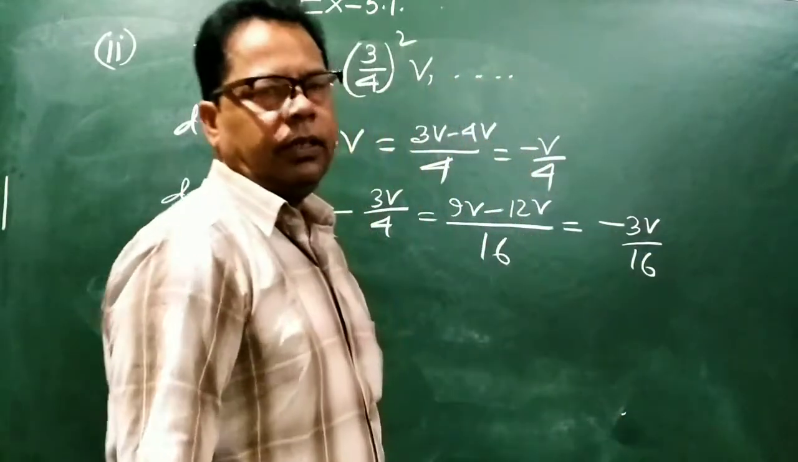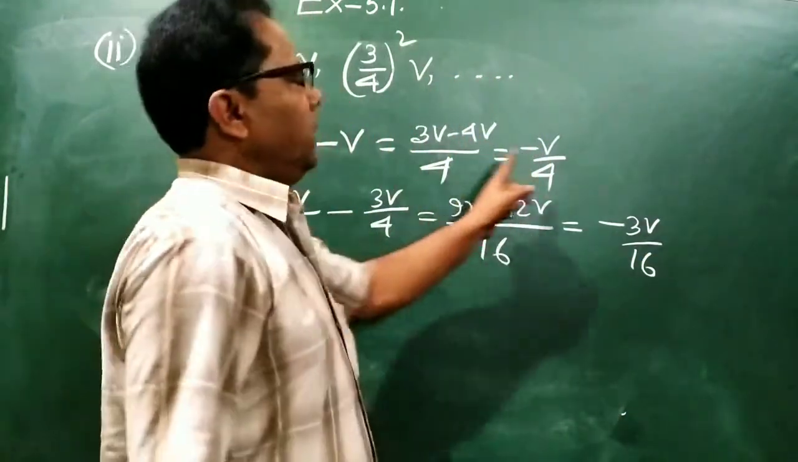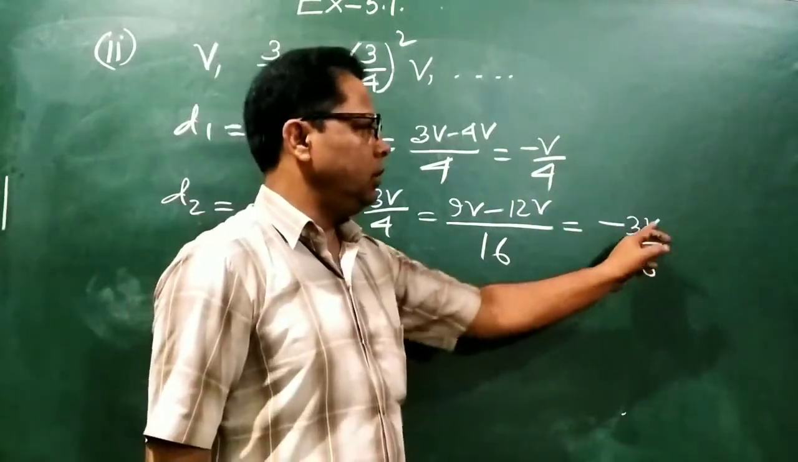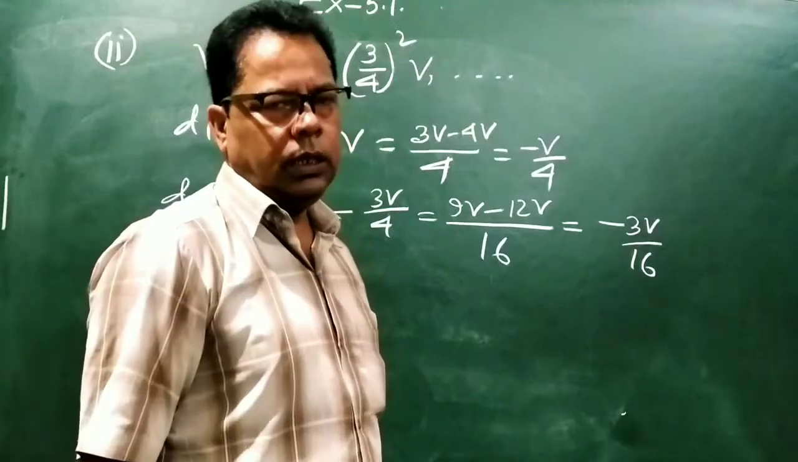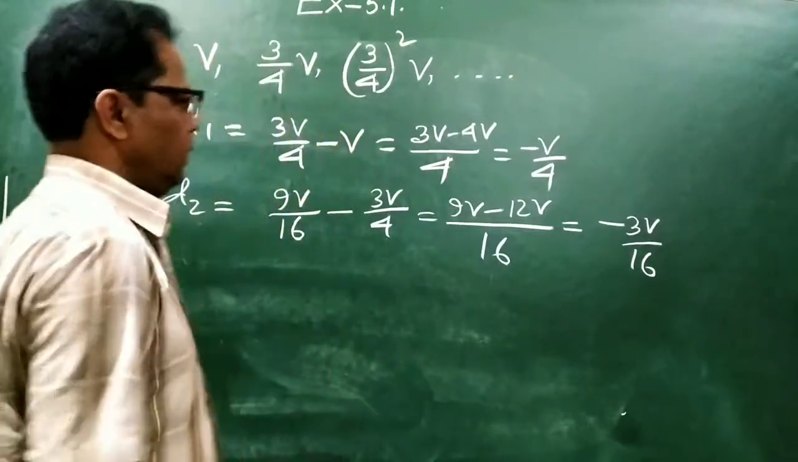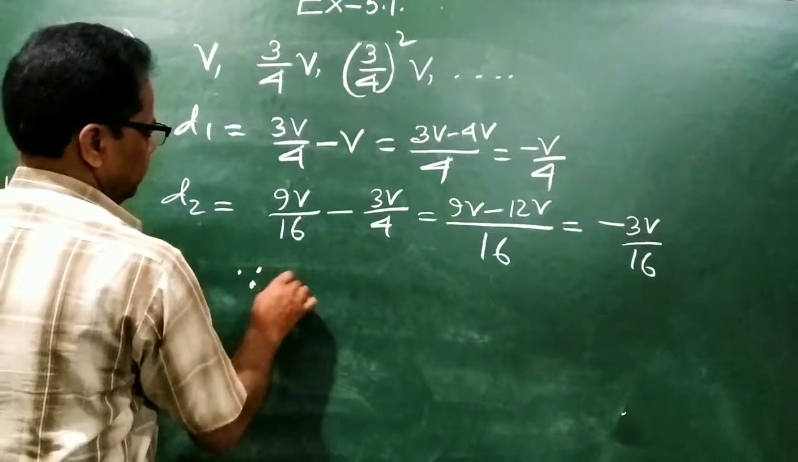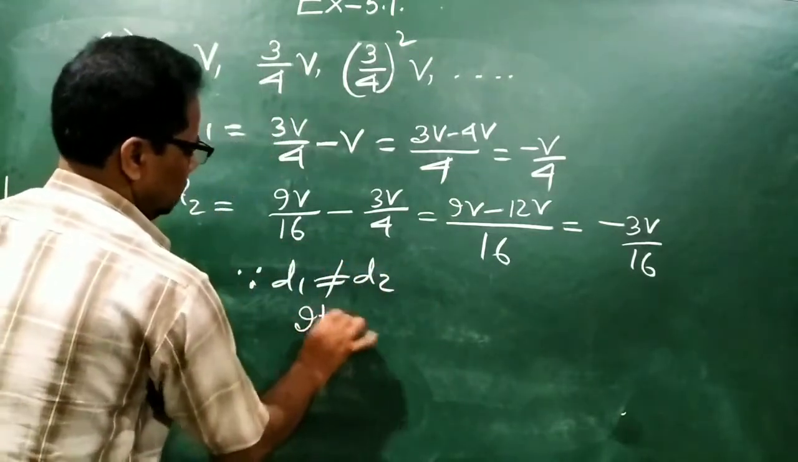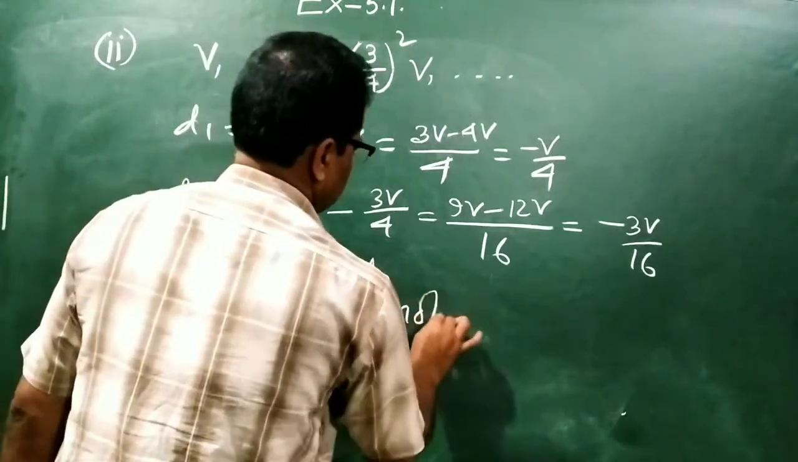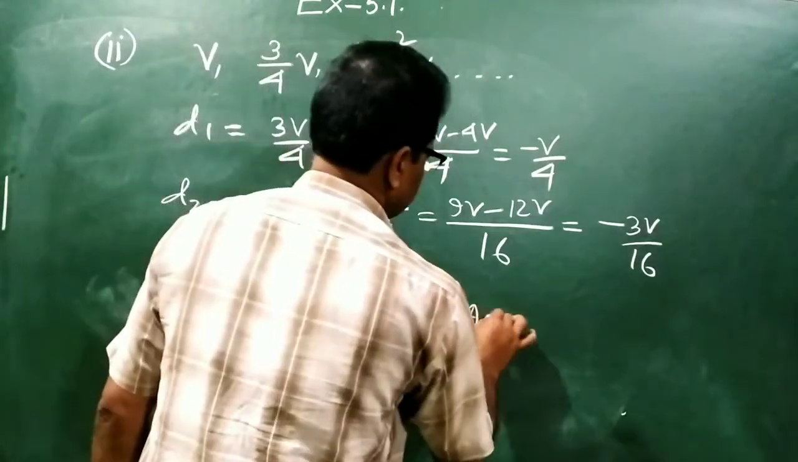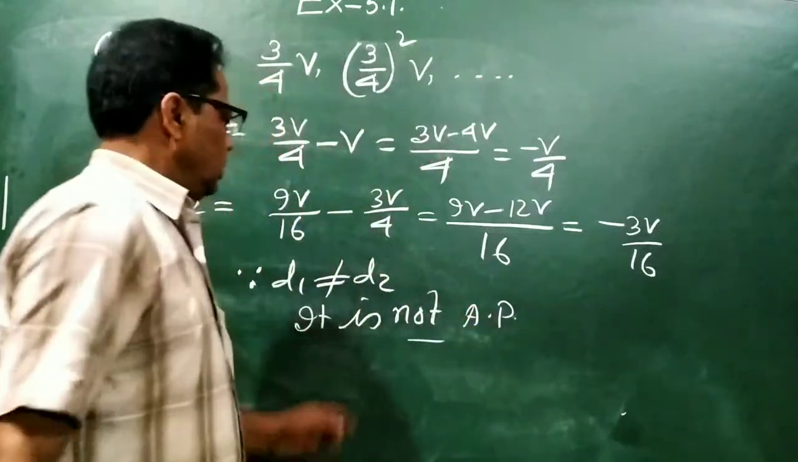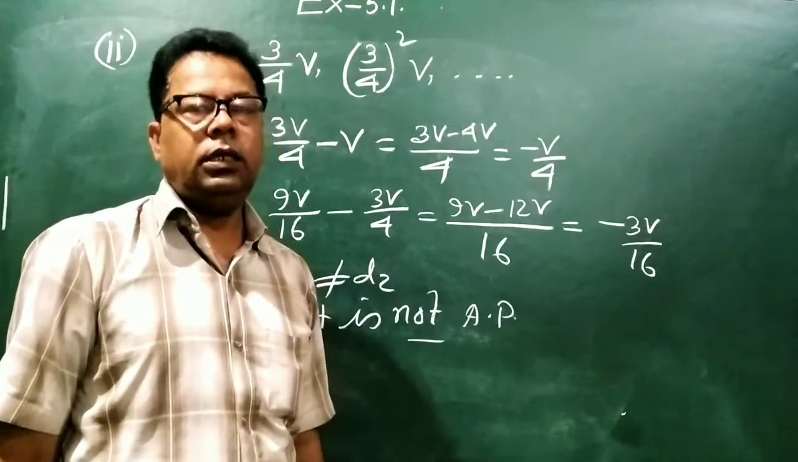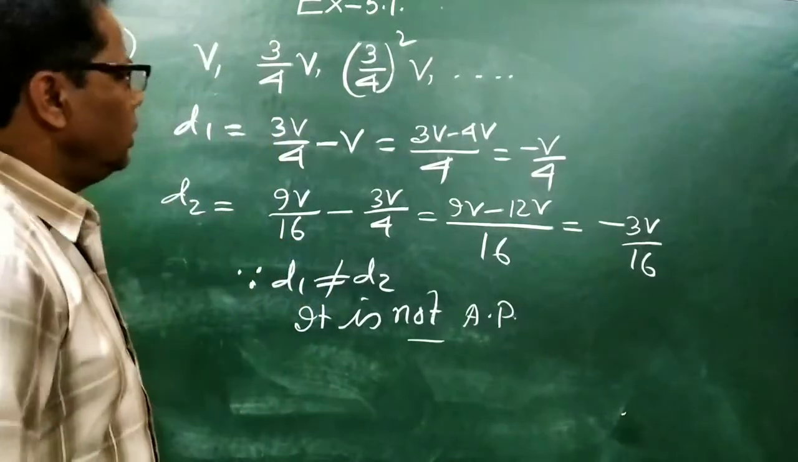Here we observe that D1 is minus V by 4, whereas D2 is minus 3V by 16. So D1 and D2 are not equal. Since D1 is not equal to D2, it is not an arithmetic progression. D1, D2, D3, all these differences should be equal to be an arithmetic progression.